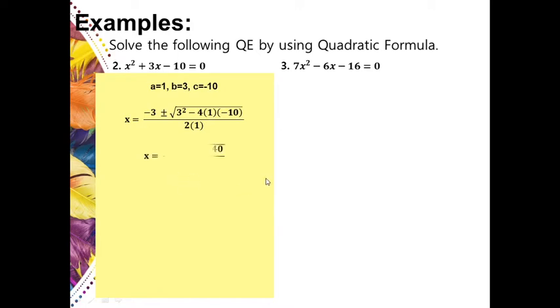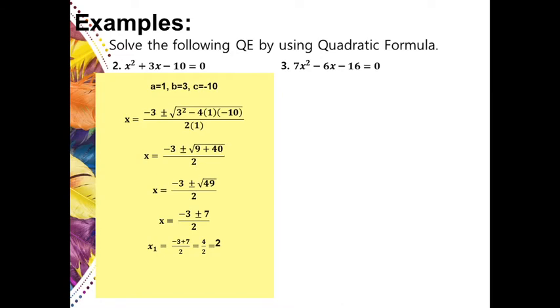So simplifying further, we have x is equal to negative 3 plus and minus 7 over 2. Then we are going to separate the double sign, forming linear equations which would represent the first value of x and second value of x. So for the first value of x, we have negative 3 plus 7 over 2. So negative 3 plus 7 is 4 divided by 2. So therefore, we have 2. That is our first value for x.